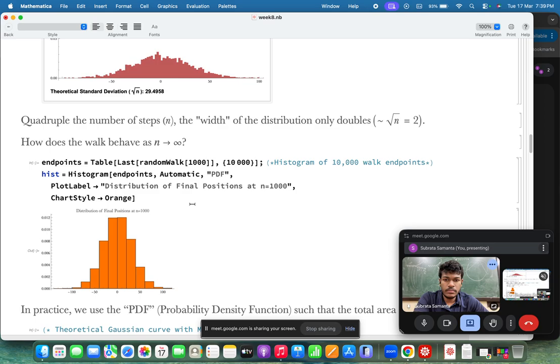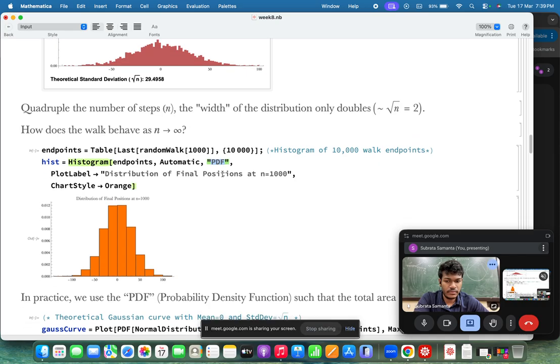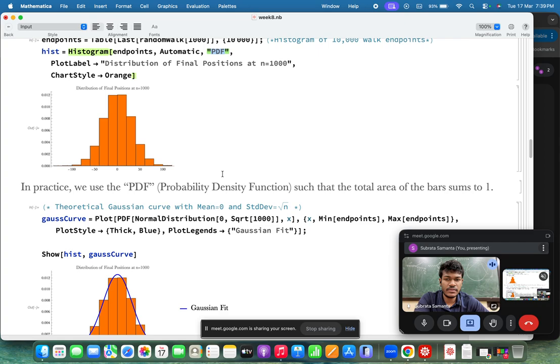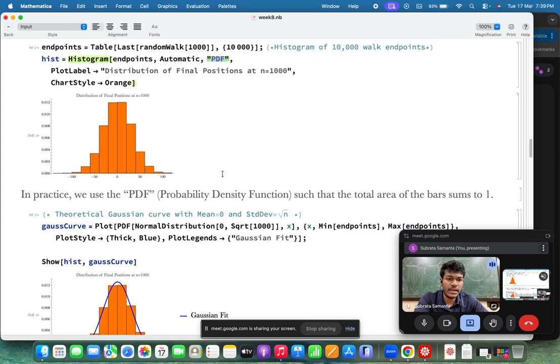So, then we basically increase the number of paths. Let us say I have 10,000 paths, and I plot a histogram for those 10,000 paths, and I normalize it to the PDF. So, I use PDF here for normalization. This is a probability density function, such that the total area under the bars, if we add those numbers, sums to 1.